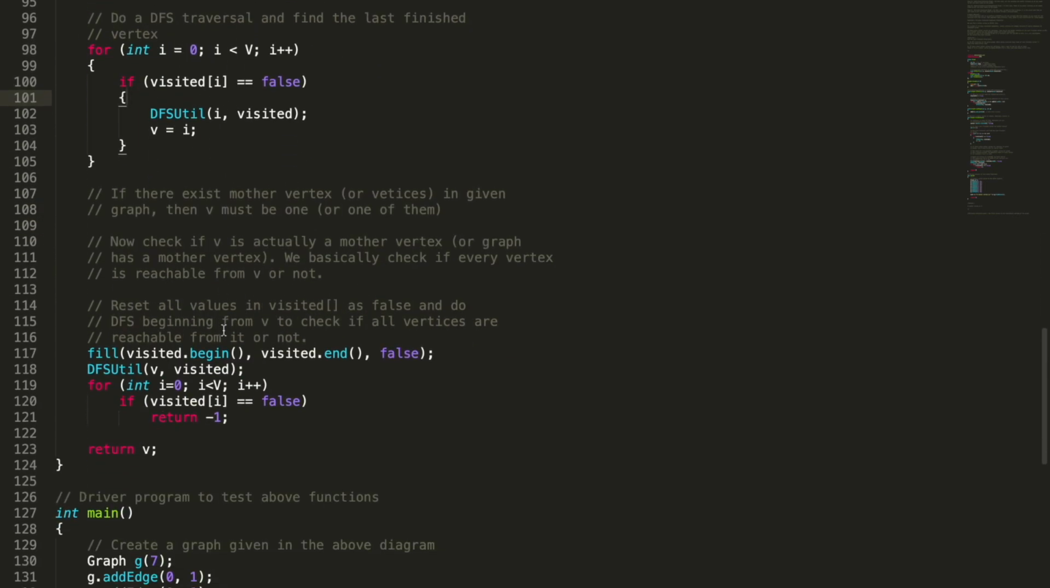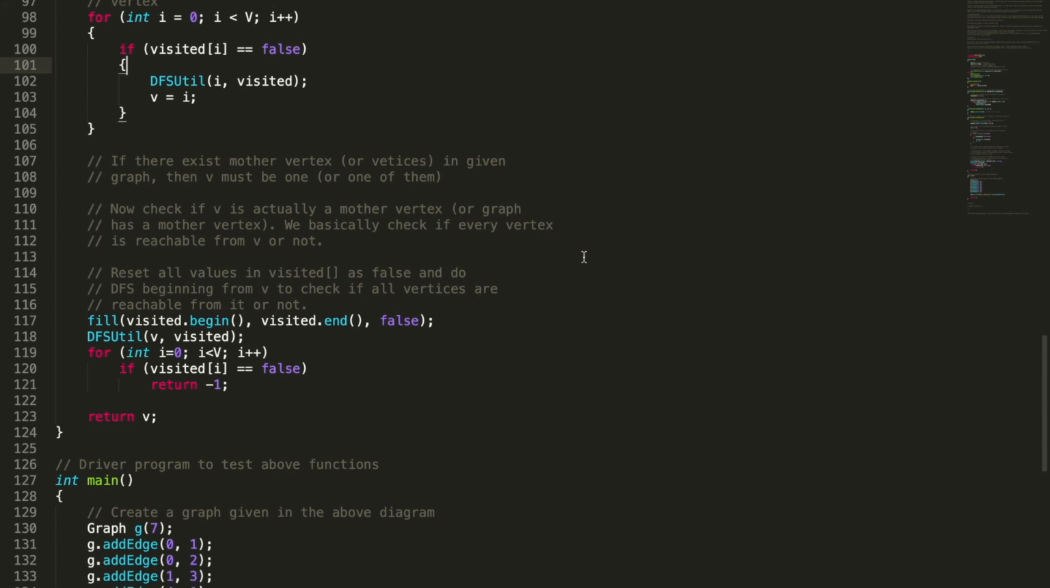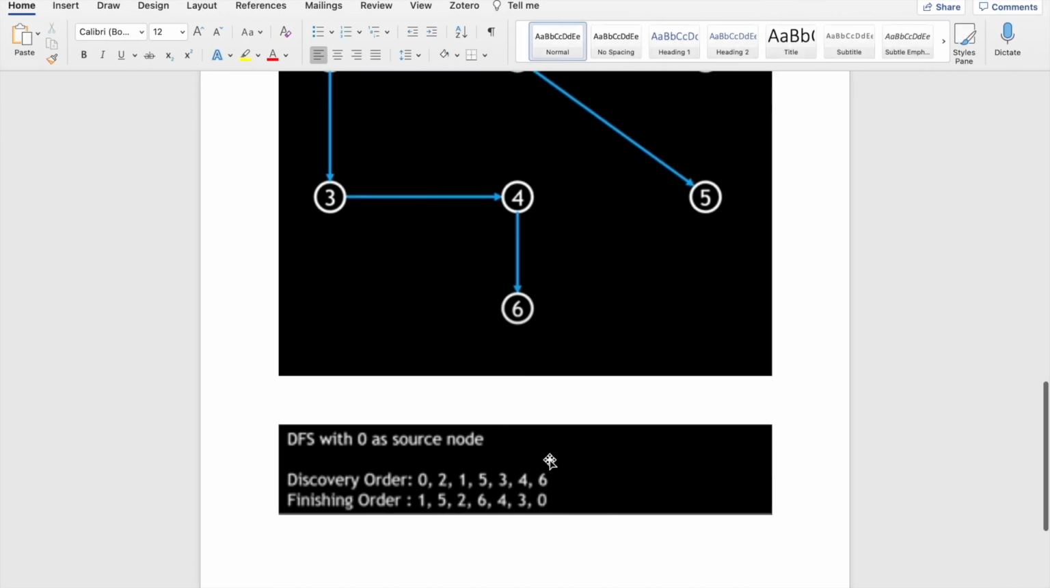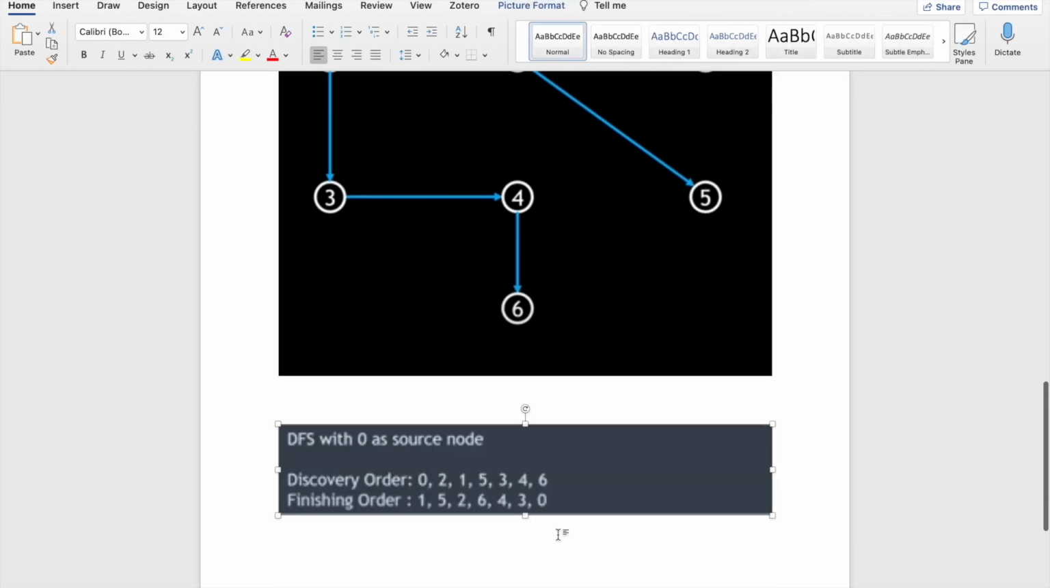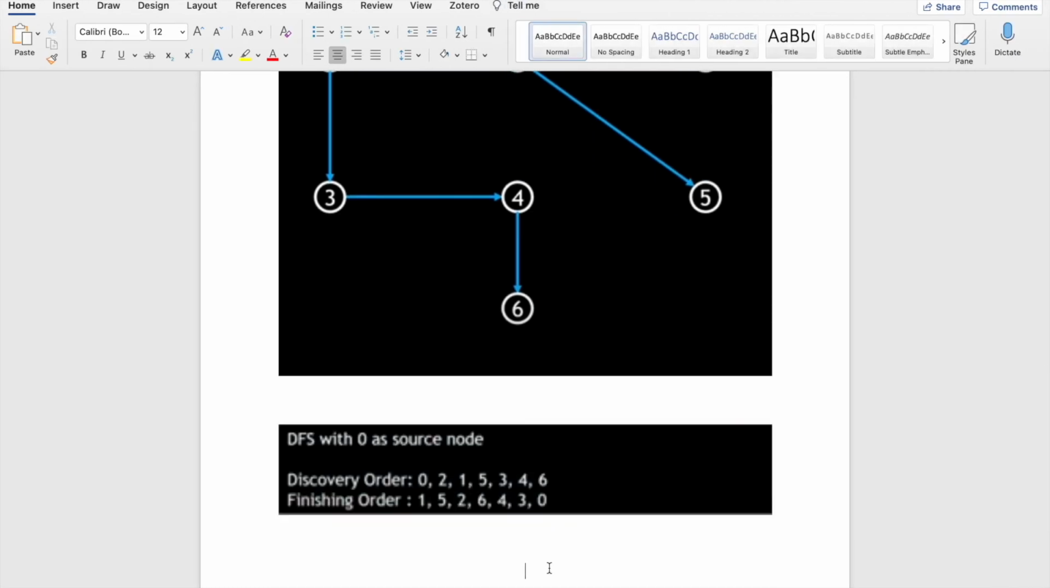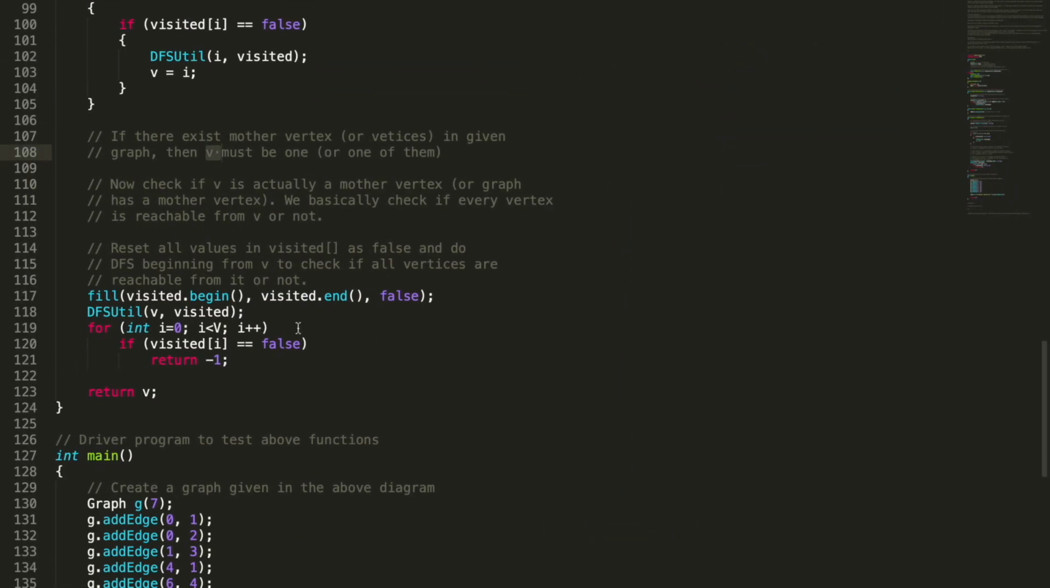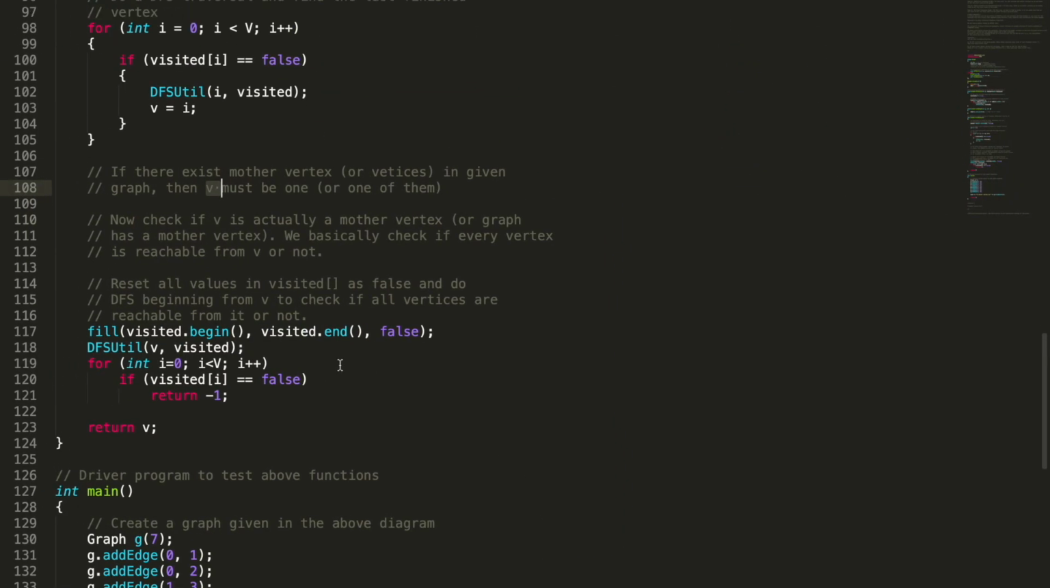Now our logic is that if there exists any other vertex, then v should be the mother of them, right? Why? Because in this example the mother vertex was having the finishing order as last. Now you're going to again check that. You're going to do a DFS traversal from the vertex that you got here to check whether it is a mother vertex or not. So if it is a mother vertex, then you should be able to traverse to all the vertices from that particular mother vertex.